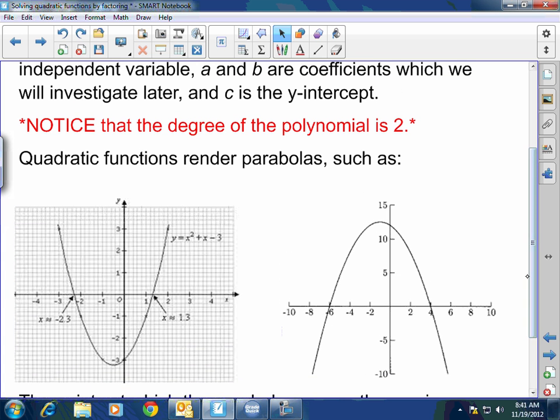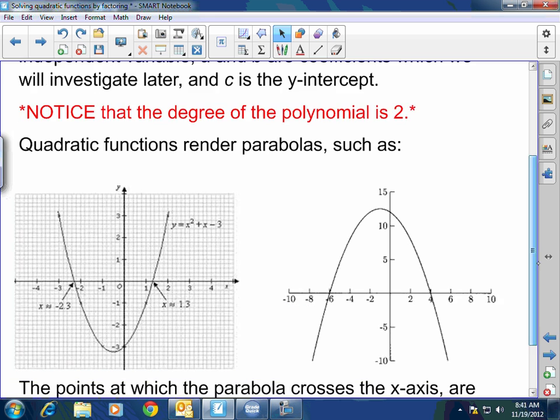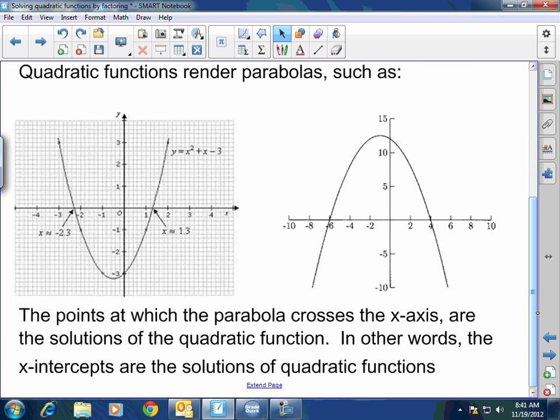Please, you don't have to worry about graphing these yet. This is just so you can see what we're doing. When you have a parabola, guys, this is why I'm doing this. Not to torture you, but to give a little bit of meaning to today's lesson. The points at which the parabola crosses the x-axis are the solutions of the quadratic function. In other words, the x-intercepts are the solutions of the quadratic functions.